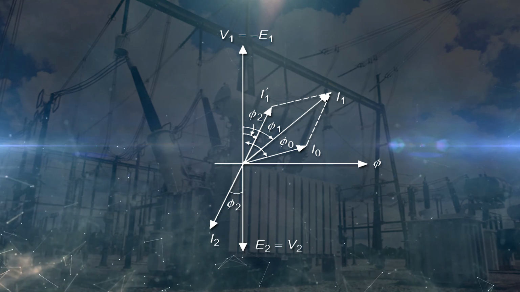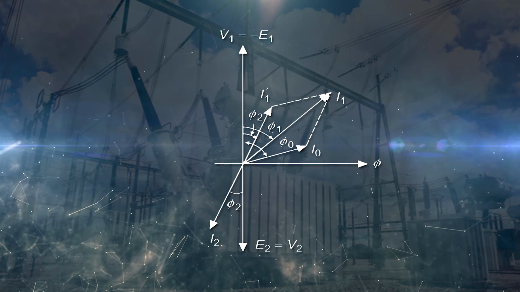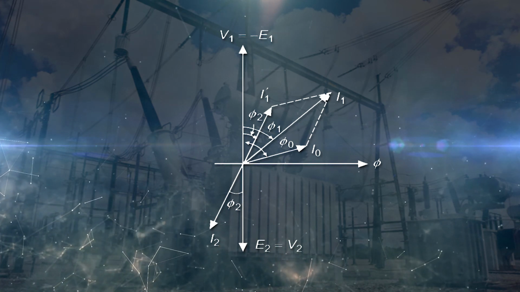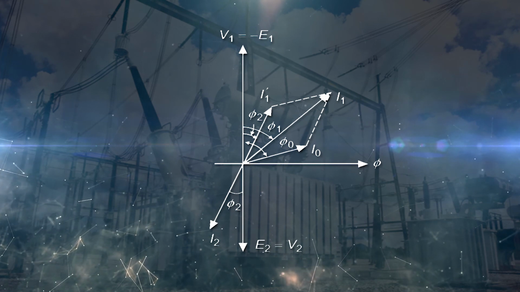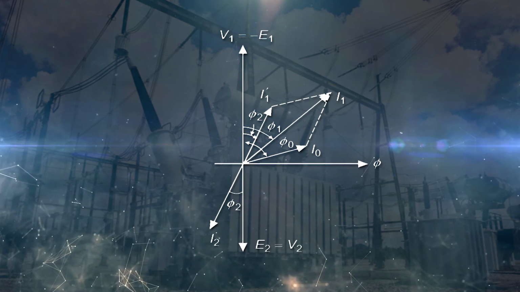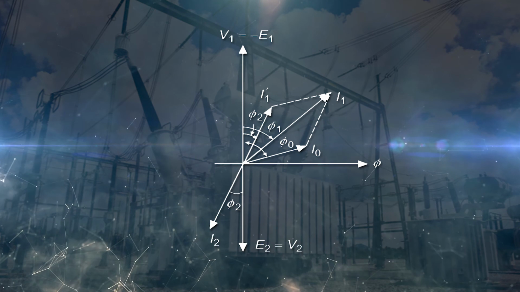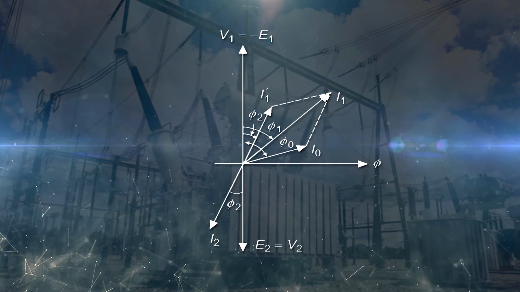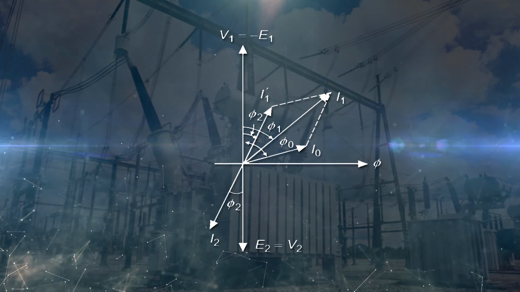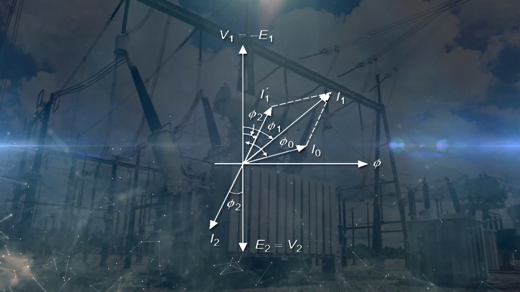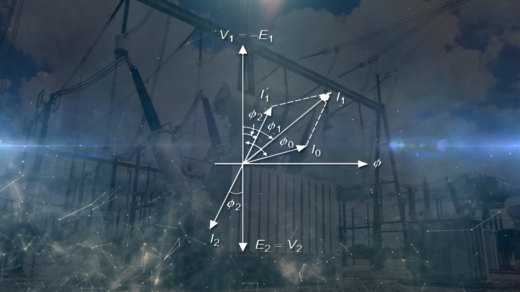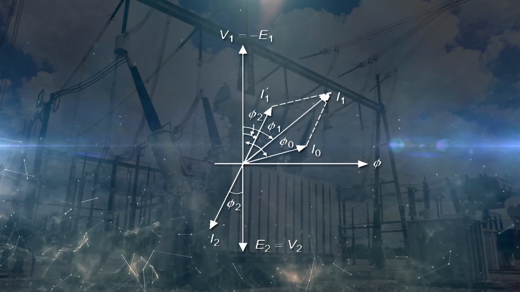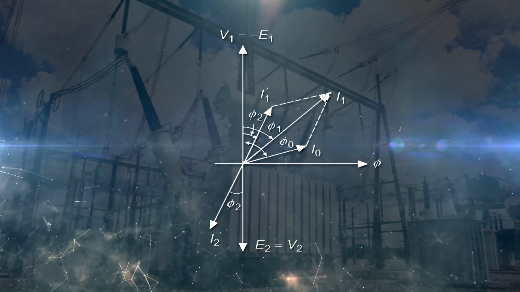Here you can see on the vertical axis the induced EMF E2. We are assuming there is no resistance and reactance in the secondary winding, so whatever voltage is induced in the secondary side is equal to the voltage at the load, that is E2 is equal to V2. So this I2 current is lagging with respect to E2, or V2, by the angle phi 2.